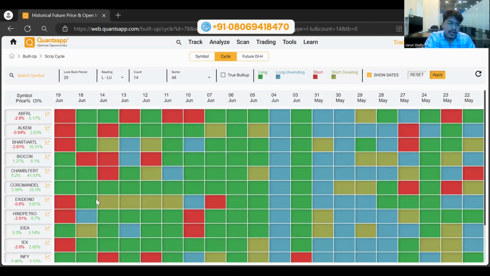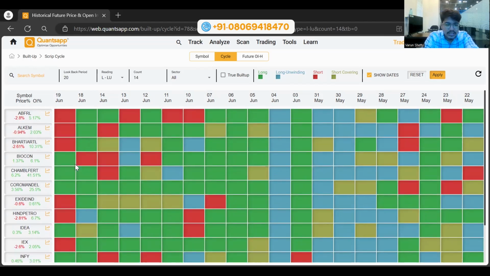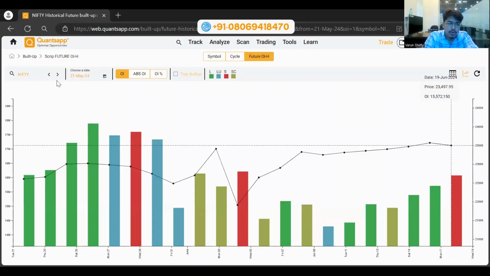Okay. So if a stock is currently experiencing long unwinding, let's say Hindustan Petroleum. So Hindustan Petroleum had recent long unwinding and just one short recently. There is a good chance that Hindustan Petroleum could be creating a bottom. So whenever there is a next long build-up, I can enter a trade there. So I'll explain. I'll go to the future OI tab and I'll select Hindustan Petroleum.